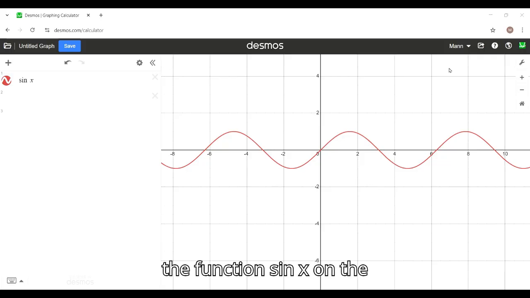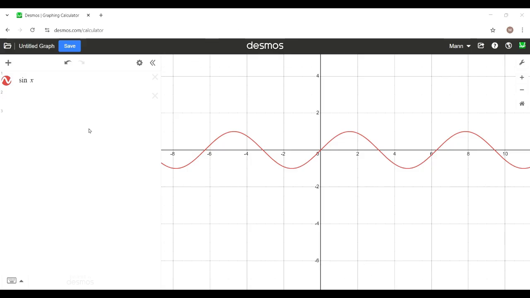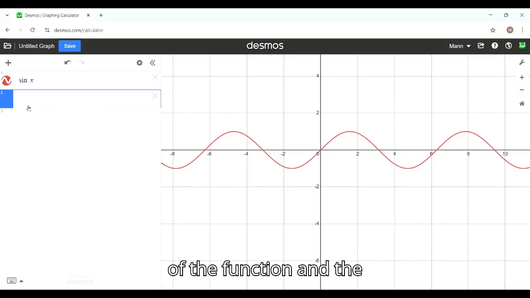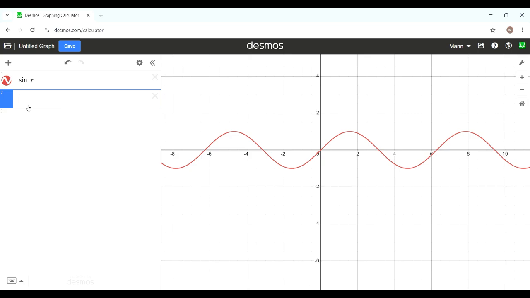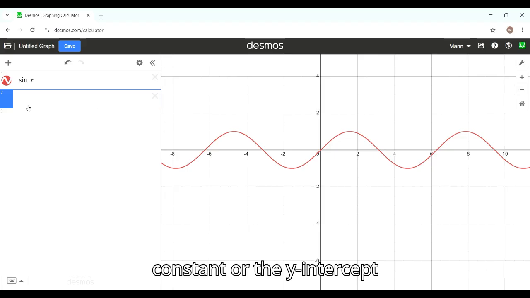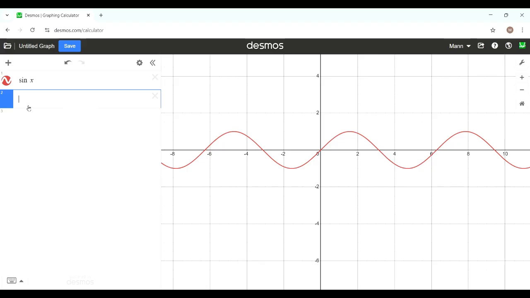Here I have the function sin of x on the screen, whose Taylor series needs to be found. Now, the first step of finding the Taylor series is to equate the y-intercepts of the function and the polynomial that we are going to create. The y-intercept of sin of x is 0, so the constant or the y-intercept of our new polynomial will also be 0, which is okay if I do not write it.